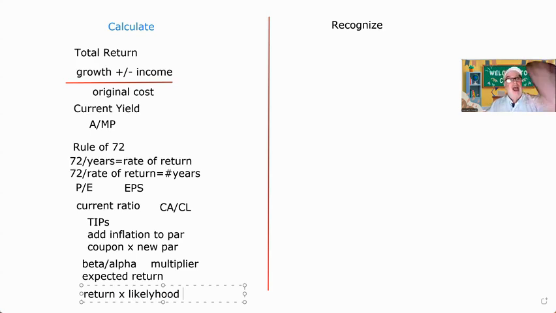So those are the ones you may have to calculate. You're not going to get all of them. You're going to get one or two of them, but those are the ones you probably should know. Now, the other side is what you should recognize. The ones you don't have to do, but you should recognize.